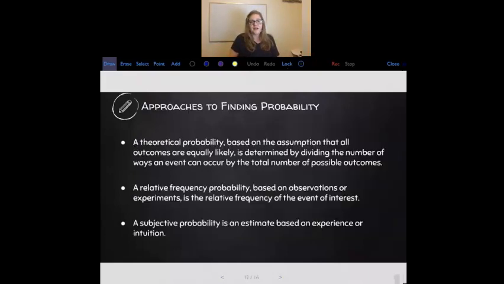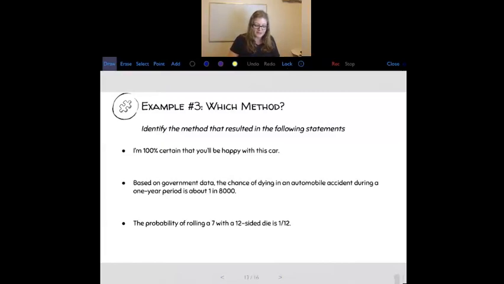So approaches to finding probability. So theoretical probability is based on the assumption that all outcomes are equally likely, and it's determined by dividing the number of ways your event can occur, what you want to happen, over the total number of possible outcomes. Relative frequency probability is based on observations or experiments. This is what I kind of referred to as more personal, or another way to think of it is more like event-based. And then subjective probability is based on intuition.